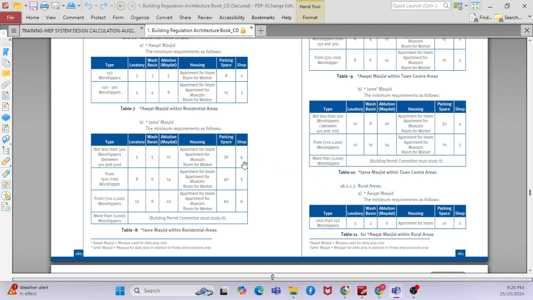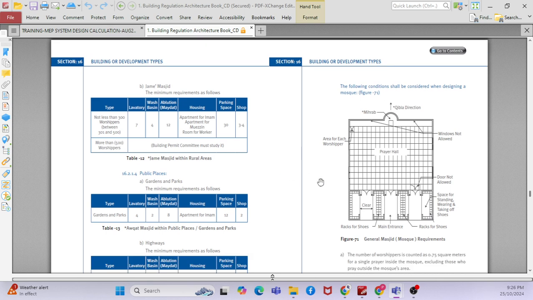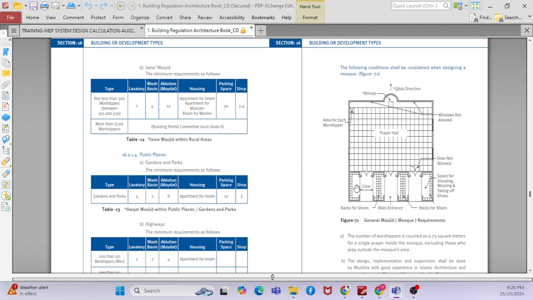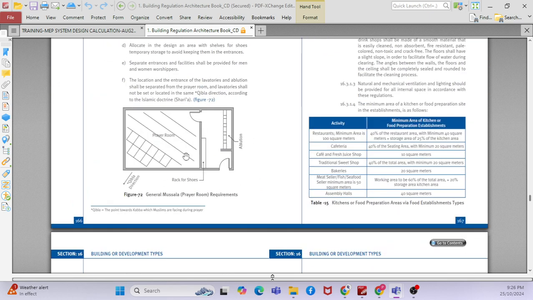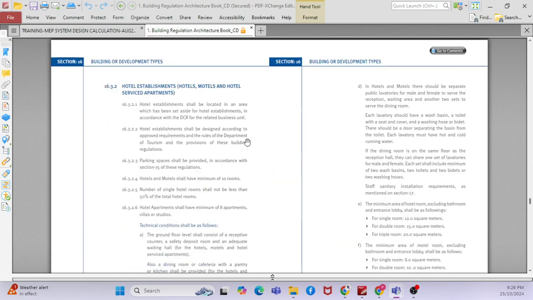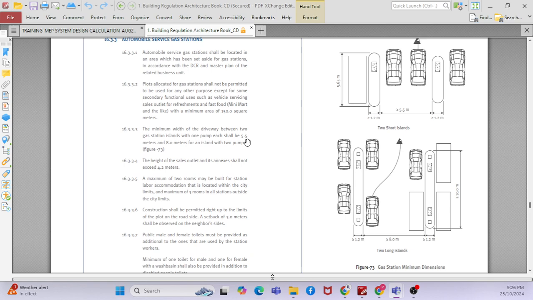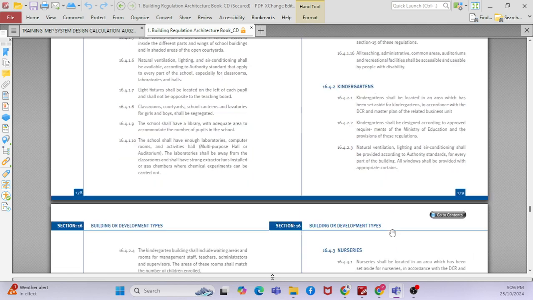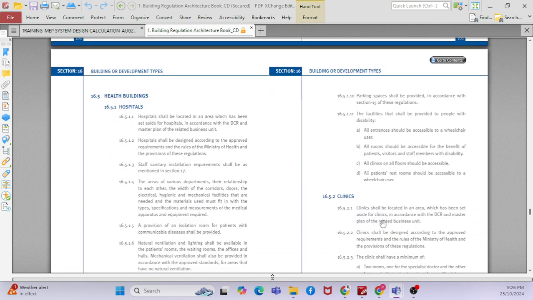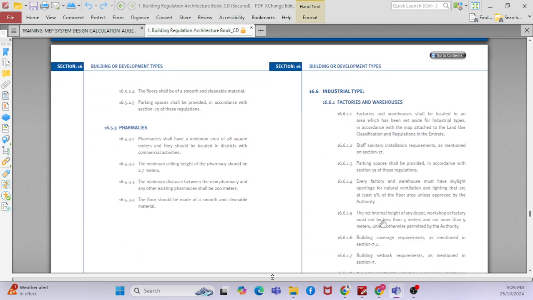Okay, so here the minimum requirement is given. See, this is the space planning, right? You have a rack for shoes. What is the clear dimension? What is the main entrance dimension? It's the prayer room. How to design the prayer room? See, this is the parking area, right? The outside, for different applications: educational types, schools, kindergartens, nurseries, hospitals, clinics, pharmacies, industrial buildings.